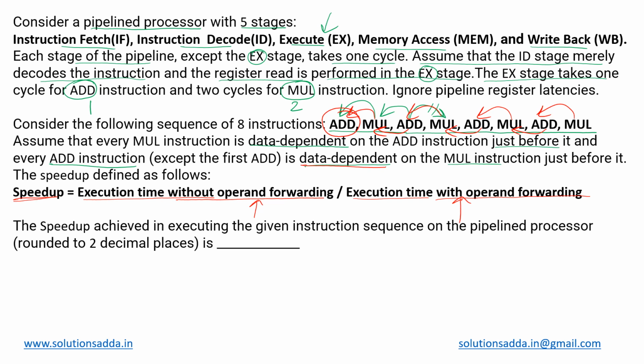Obviously this second concept, which is with operator forwarding, will take lesser time because we will make use of this dependency concept and the operator forwarding will be applied. And then depending upon them, we'll see what is the speed up we can achieve by using this particular concept. We have to report that answer rounded up to 2 decimal places. So let us calculate both of them separately one by one. First let us go for the one without operator forwarding.